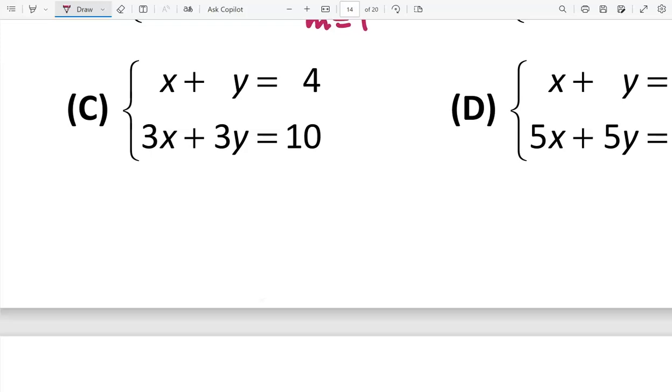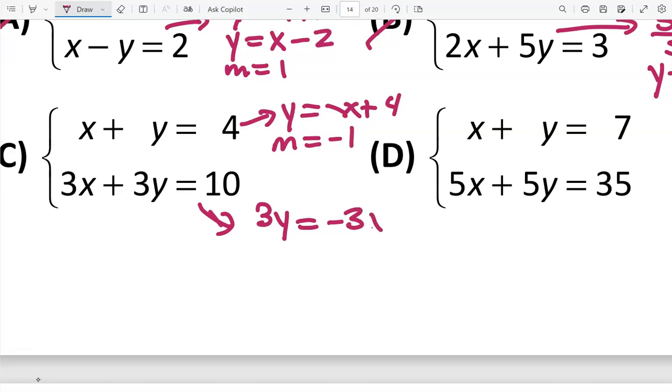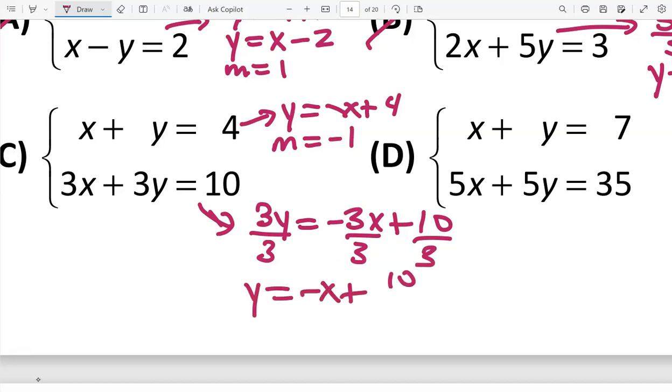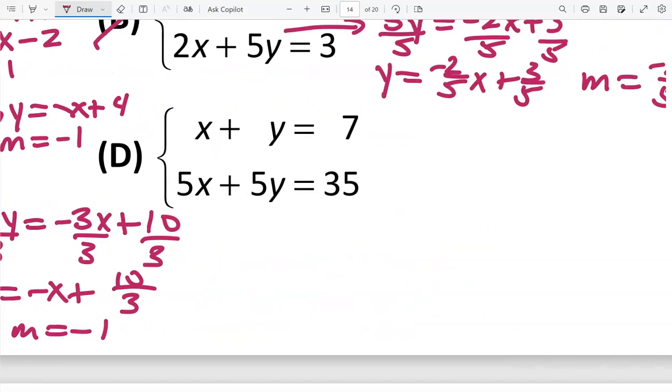All right, let's take a look at C. For C, we have y is equal to negative x plus 4, which has a slope of negative 1. And then 3y is equal to negative 3x plus 10, dividing by 3, y is equal to negative x plus 10 thirds, which has a slope of negative 1. Same slope, different y-intercepts. That means that these are parallel lines, so that system there would have no solution.